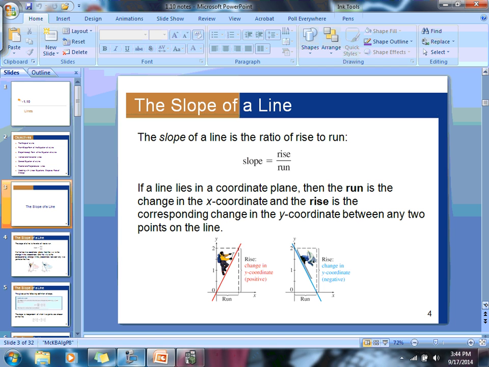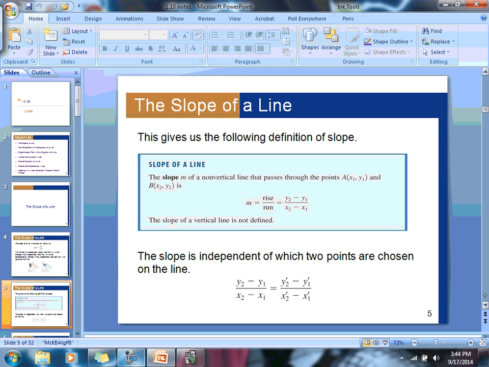Okay, so remember, slope of a line is basically the ratio of the rise of the line over the run of the line. And we have these awesome pictures here that are a little funny. If you have a positive slope, then it's like you're going up, you're climbing the mountain. If you have a negative slope, then you're going down. It's like you're skiing down the slope. And we have an equation that helps us do that, so we don't have to sit there and count on the graph every single time.